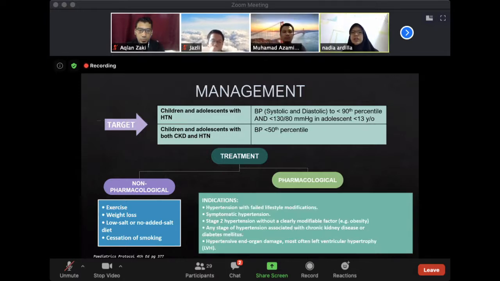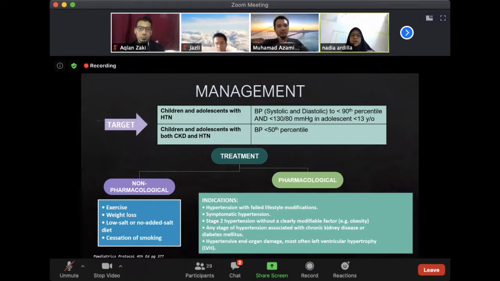The indications for pharmacological treatment are if the hypertension fails lifestyle modification, or they have symptomatic hypertension, or they have stage 2 hypertension without any clear modifiable factor, such as she's not obese but she has stage 2 hypertension. So we need to start pharmacological treatment. Also for any stage of hypertension associated with chronic kidney disease or diabetes mellitus, because our aim is lower, less than the 50th percentile, we need the help of pharmacological treatment. And hypertension with organ damage, most often left ventricular hypertrophy, also needs pharmacological treatment.